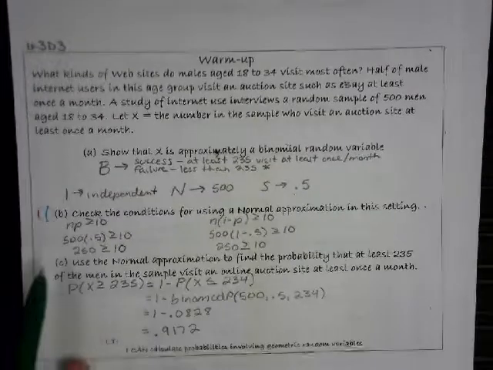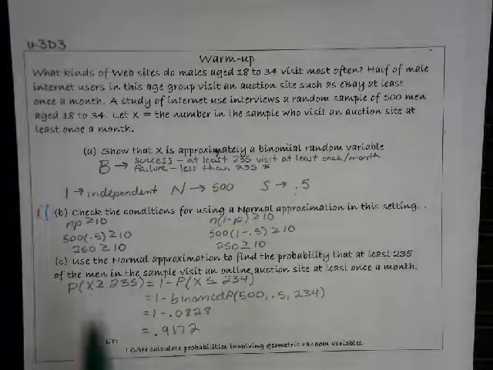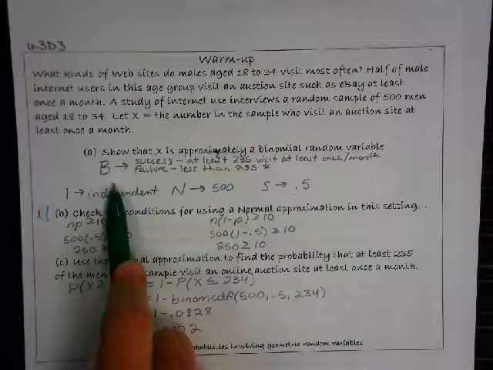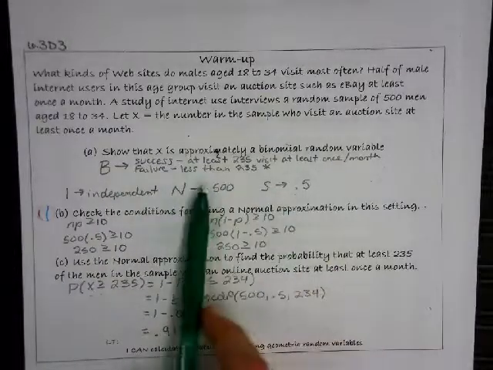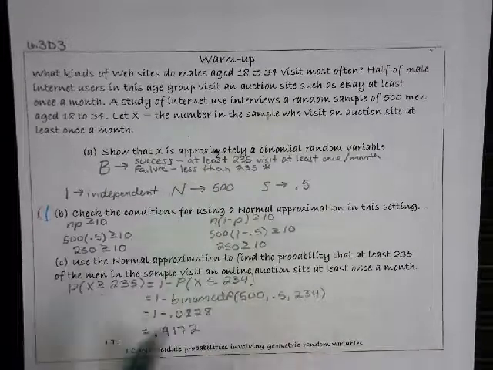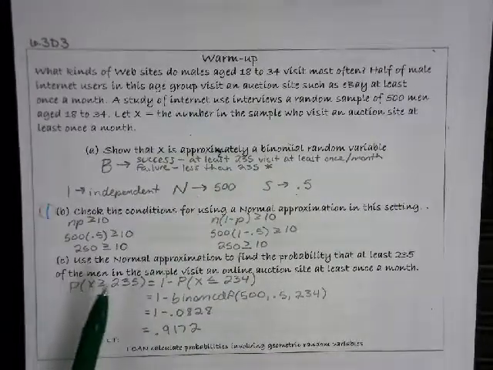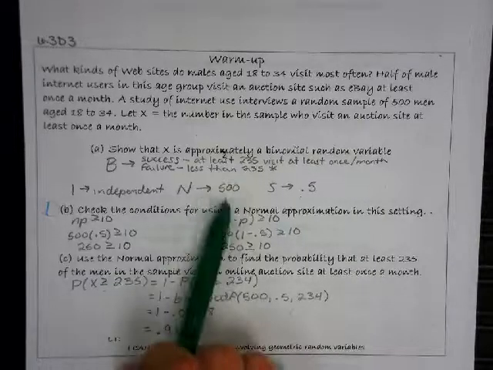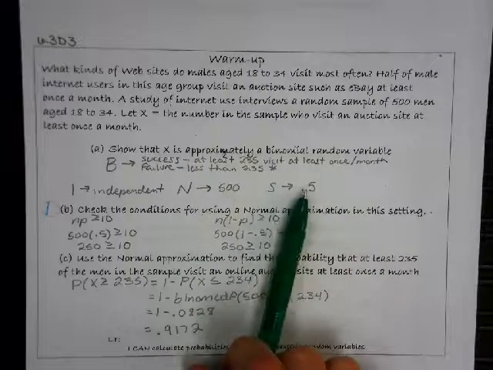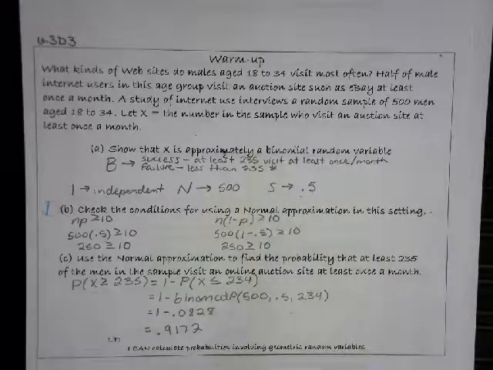Part A, you're just checking bins. So B, binary, there's only two categories, success and failure. Success, they visit at least once a month. Failure, they don't. Independent, that's the weird one. Remember, a lot of times it'll say it in there. If it doesn't say it in there, we just assume. So in this case, it doesn't specifically say they're independent, so we just assume that they are. And the number of trials is 500. Probability of success is 0.5.